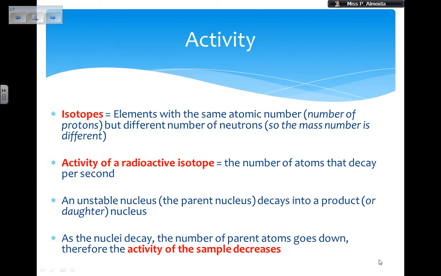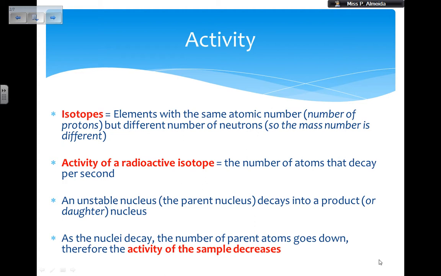Sometimes the activity can also be per minute, okay? But let's just leave it as per second for now. So the activity of a radioactive isotope is the number of radioactive decays that are happening in a certain amount of time. Now, in case you do not remember, when I have an unstable nucleus, or nuclei actually, if I want to talk in plural, which I can call the parent nucleus, they are going to decay into another nucleus, okay, that is hopefully more stable. That's going to be called the product or the daughter nucleus.